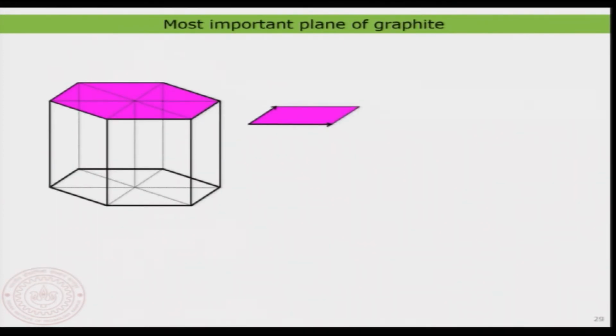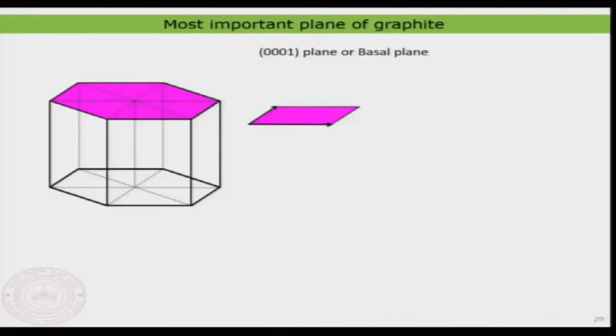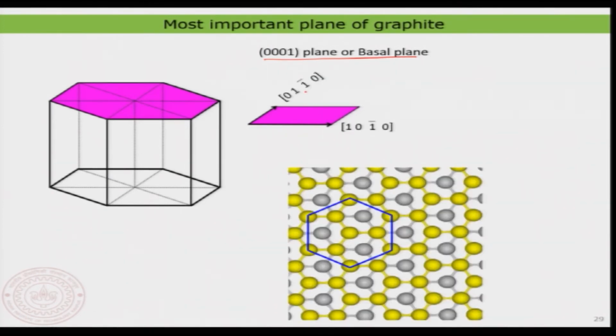Now the most important plane in hexagonal lattices is actually not the one we have seen. It is this particular plane, which is parallel to all of A1, A2 and A3, and only intercepts the z axis. That particular plane is therefore known as the 0 0 0 1 plane, or the basal plane of the graphite surface, or even for other hexagonal surfaces. This is how the surface looks, and these are the lattice directions, and this is typically what you would find in the case of graphite.